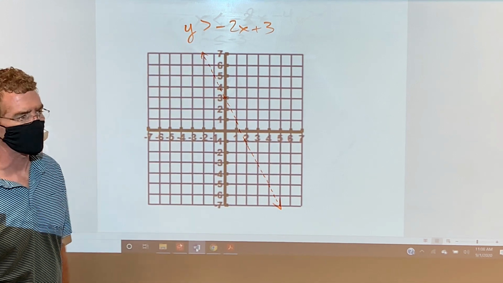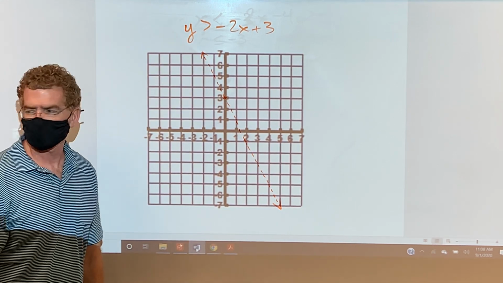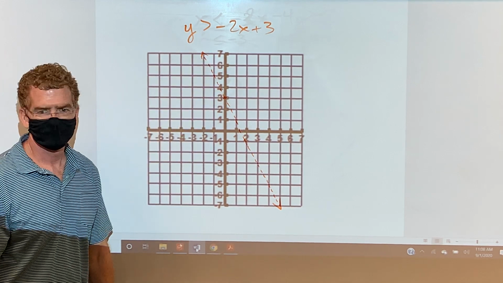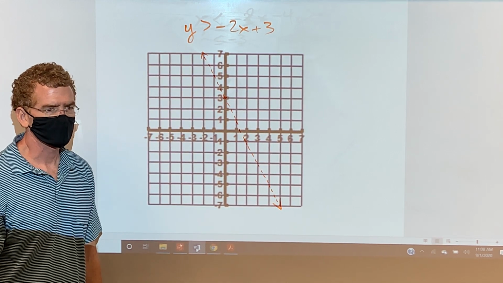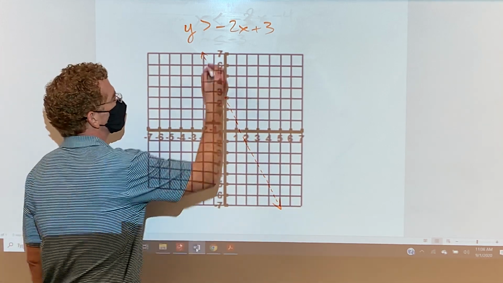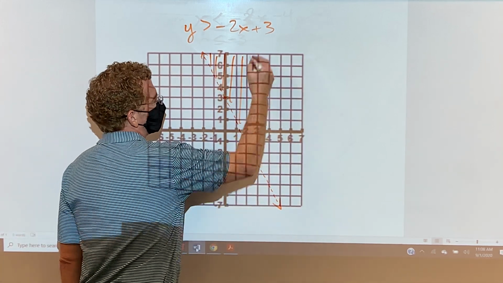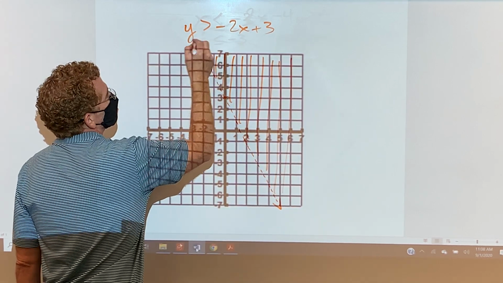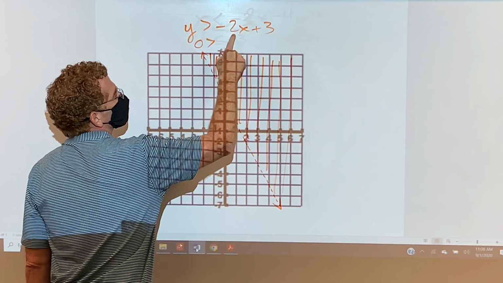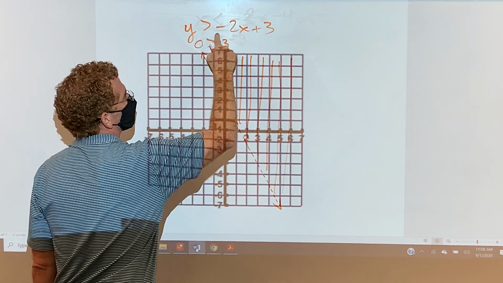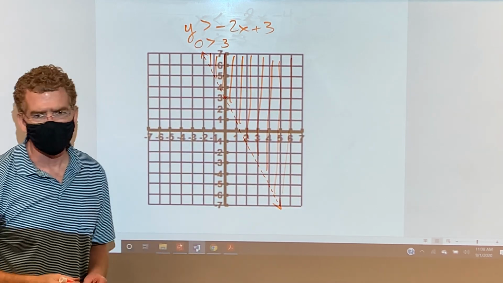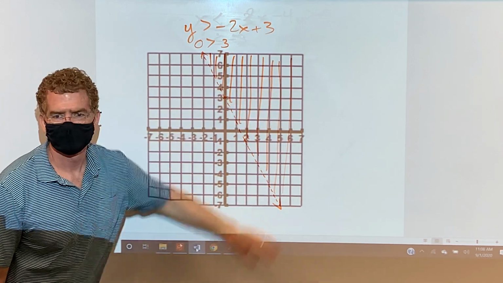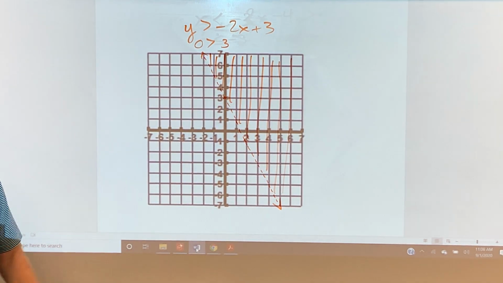And do you really have to plug a point in here? Or could you say, wait, y is by itself, y greater than. What does y greater than mean? Shade above. So I can shade above. But if you don't like that at all, plug 0, 0 in. 0 in there for y gives me a 0. 0 in there for x gives me a 3. Is 0 bigger than 3? No. So do not shade the origin. Shade the other side. Either way, I think you'll be fine.